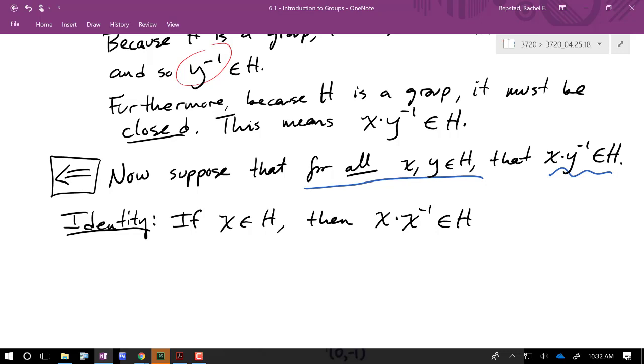Yeah, yep. That's what defines it as being the inverse, right? That when I smash it together, I get the identity element, and we're using the multiplication notation, so that's 1. So x times x inverse is in H, which means that 1 is in H. So H has the identity.